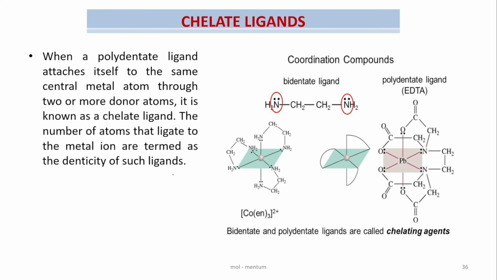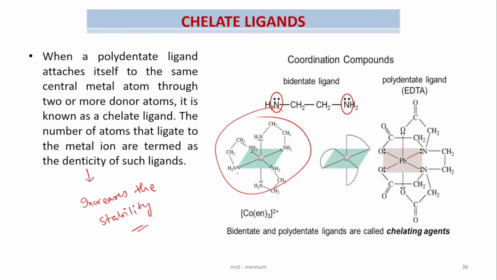Also, one interesting property is that denticity increases the stability. Suppose we have two compounds. The first one is a simple one, versus a compound in which chelation is there, ring formation is there. A chelate compound will always have higher stability than the normal one. So chelation increases the stability of the particular compound or ring.